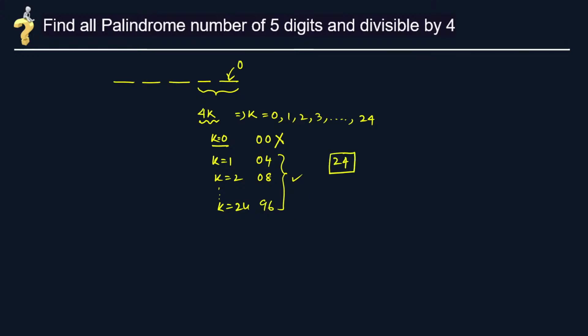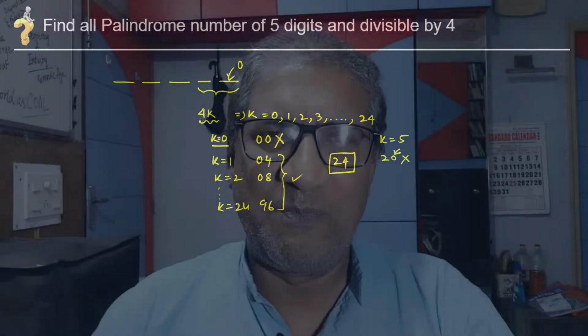But there is a problem. Suppose k takes the value 5. If k takes the value 5, then what will be the last two digits? The last two digits will be 20, which is again not accepted. Why? Because the last place is filled with 0. Getting my point? So your k cannot take the values 5, 10, 15, 20. Is it clear? Because otherwise the last digit will become 0, which is not accepted.